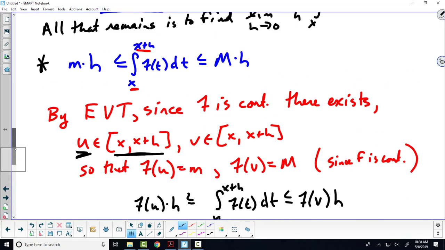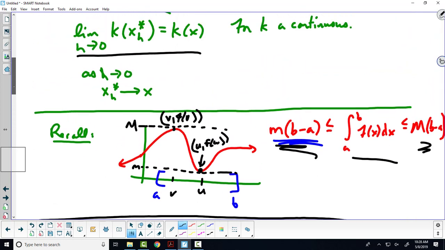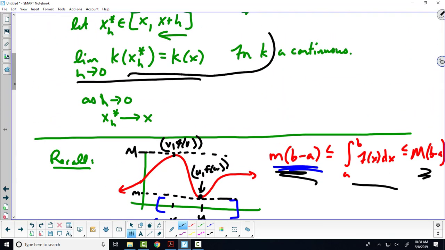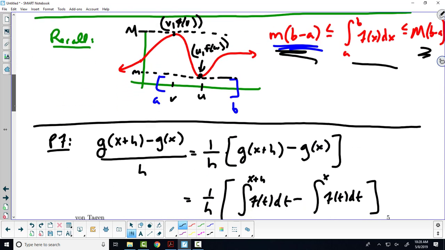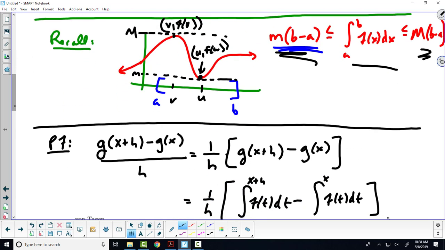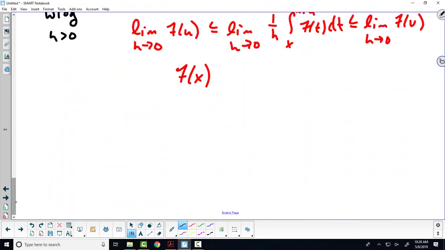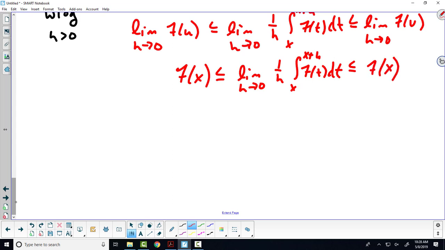What did I say way up here when I showed you this? This only applied for what type of function? Continuous function. So we need continuity twice in this proof. We needed it once for the extreme value theorem, and we needed it once to be able to collapse a function onto itself like that. So this is less than or equal to the limit as h approaches 0 of 1 over h of x to x plus h of f of t dt. But what does this limit go to? It goes to f of x also. We caught the cat. It's trapped. It's got nowhere to go.